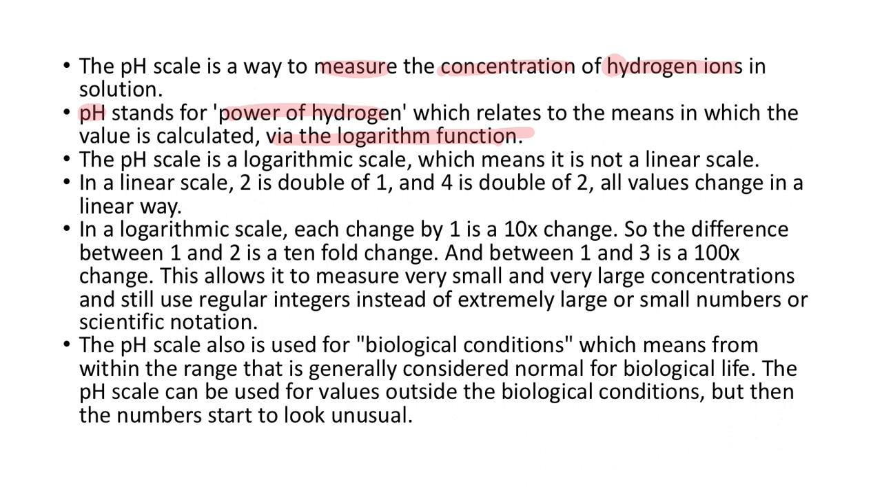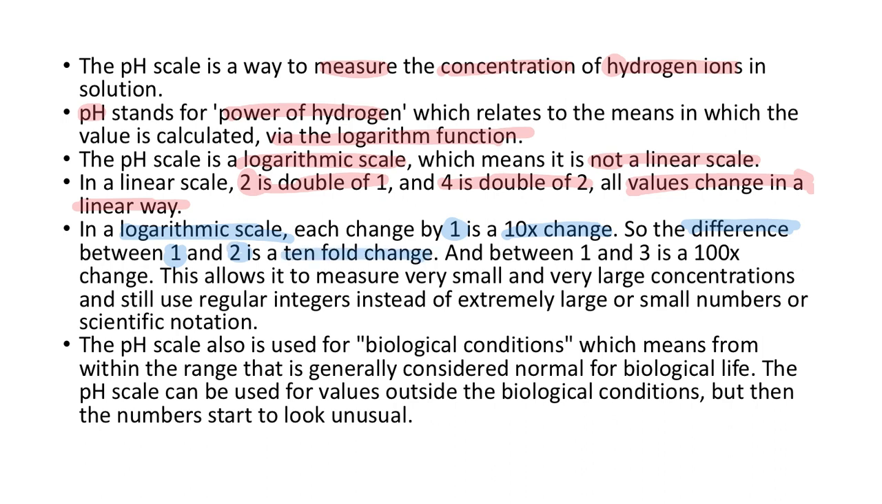All right, the pH scale is a logarithmic scale, which means it is not a linear scale. In a linear scale, 2 is double of 1 and 4 is double of 2, and you can go up by 1, 2, 3, 4, and they go up in single units. All values change in a linear way. That's the kind of scales that we're used to. However, this is a different scale. It's a logarithmic scale, and each change by 1 is a 10 times change. So the difference between 1 and 2 is a 10-fold change.